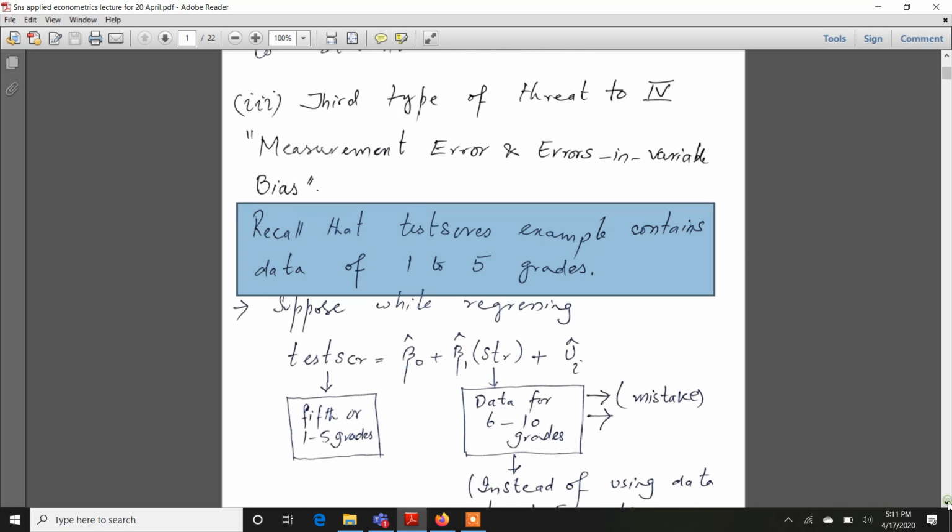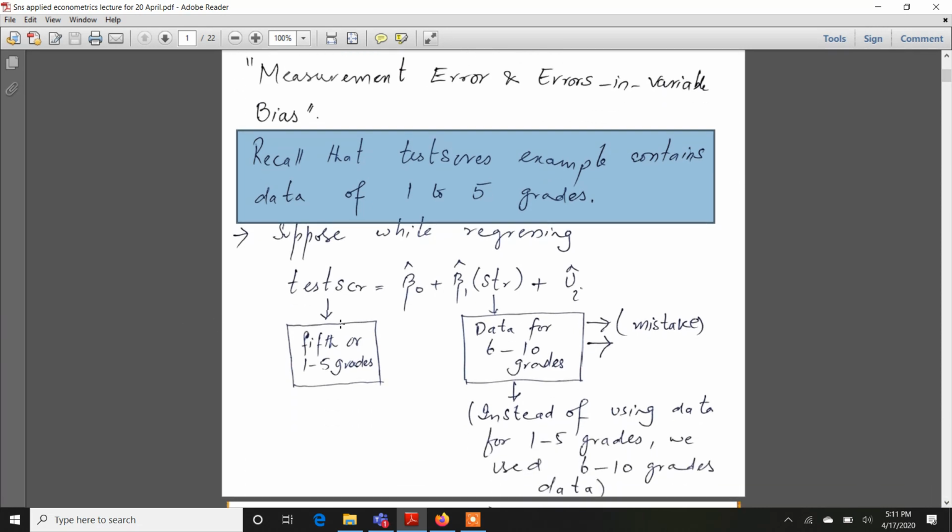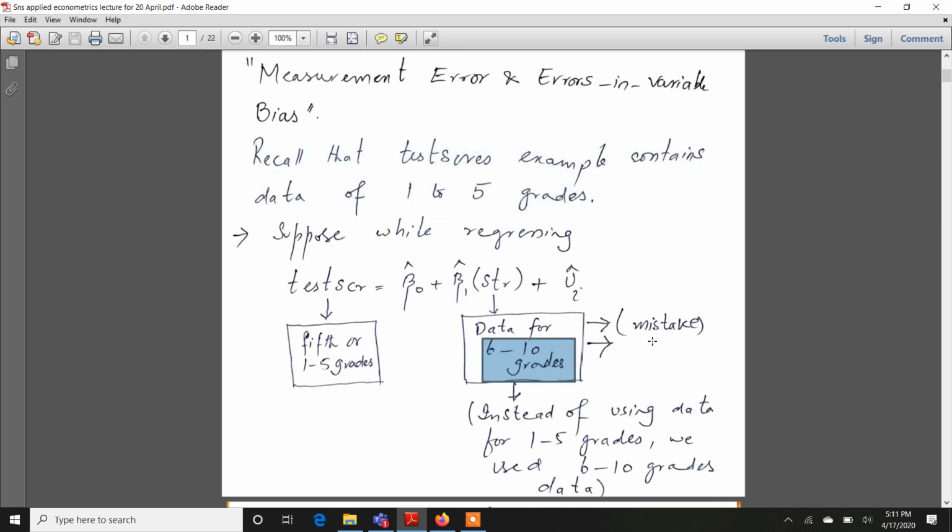Okay, so now what happened? Let's say I have data on test scores of grade 1 to 5 students, and in student-teacher ratio, let's say by mistake, instead of taking the data of students from grades 1 to 5, I take the data for students of grades 6 to 10. So this is a mistake, right? This is an example of measurement error or errors in variable bias, that we have error in this variable, which is student-teacher ratio.